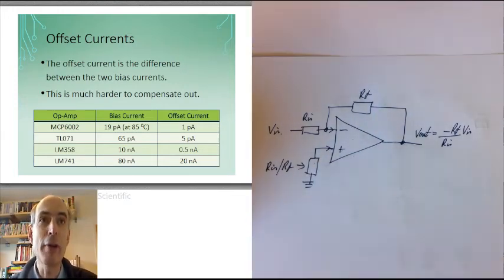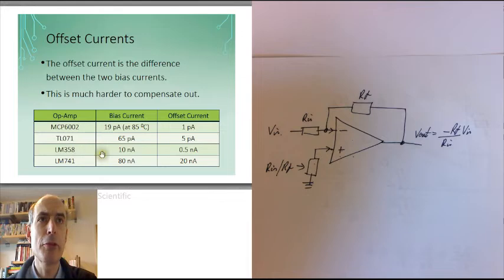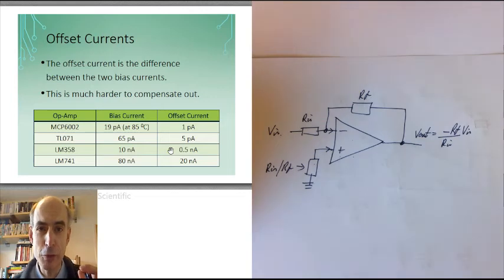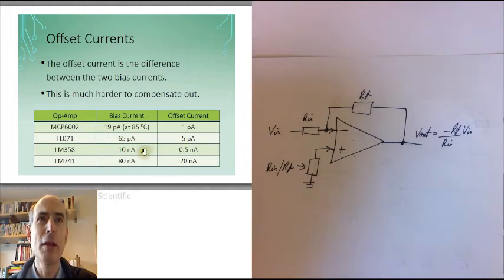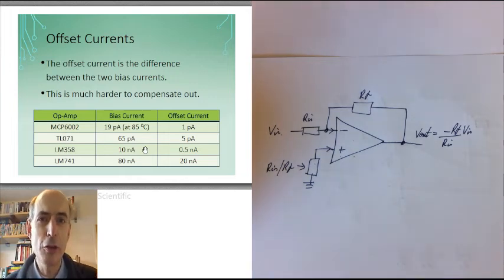To have a look at some typical values. For the op-amps that we've been using in the course this year, the LM358, bias current 10 nanoamps, offset current, that's the difference between the two bias currents, 0.5 nanoamps. It's 20 times smaller than the bias current, but it's not completely negligible, especially in the case where you're using very large resistors around the op-amp. And in fact, the bias currents and the offset currents in op-amps is one reason why you may choose not to use very large resistors in the input and feedback networks of your op-amp amplifier.